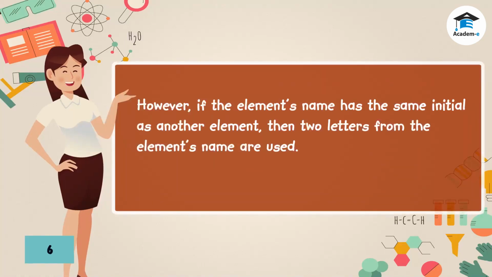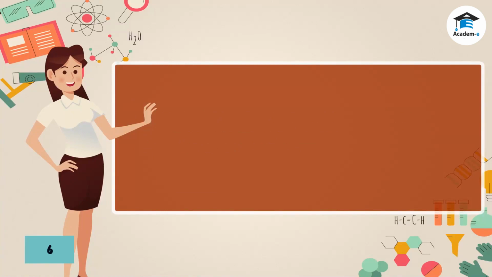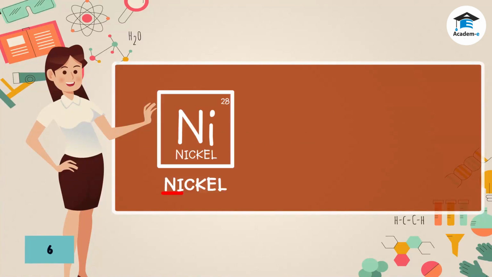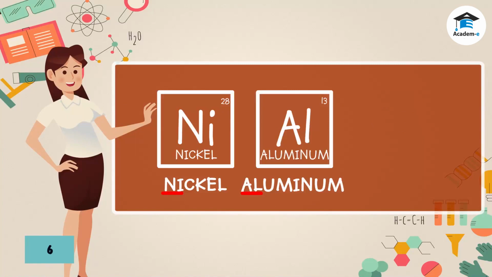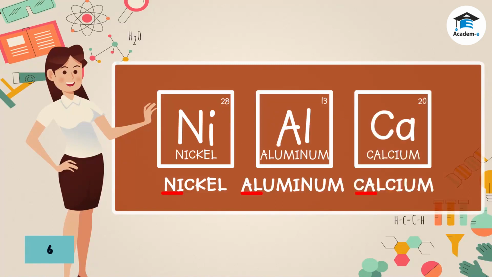However, if the element's name has the same initial as another element, then two letters from the element's name are used. For example, Ni is for nickel. Al is for aluminum. Ca is for calcium.